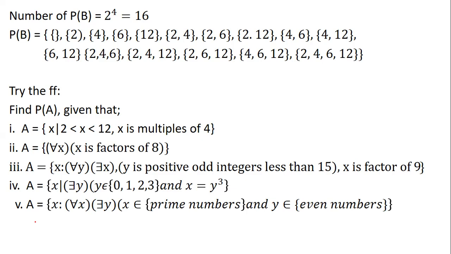Now let's form the power set of A for the fifth one. What's the power set? What's the power set for A? That's why we have to do it. So P of A now is the null set and the set of 2.